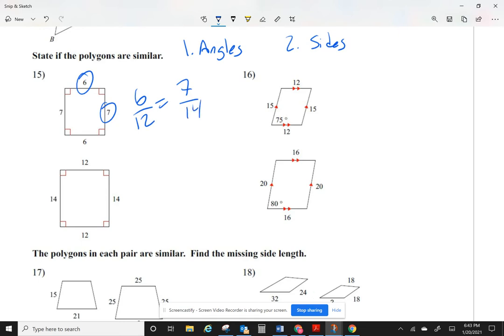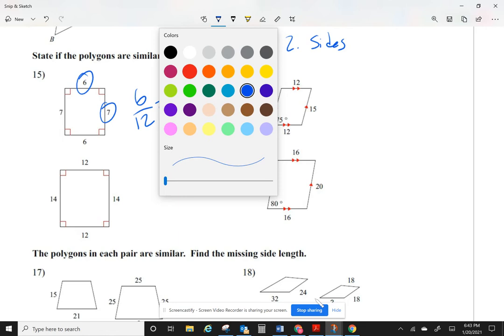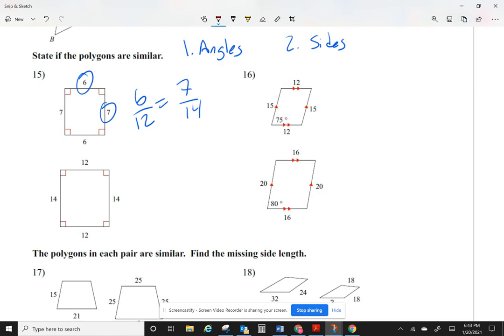Now if these are proportional, there's two ways I can do this. One, simplify your fractions. They must simplify to the same thing. 6 over 12, that's 1/2. 7 over 14 is 1/2. So they simplify to the same thing. Now if simplifying is not your thing, cross multiply. 6 times 14 must be 12 times 7. 6 times 14 is 84. 12 times 7 is 84. So they're equal, so they're proportional.